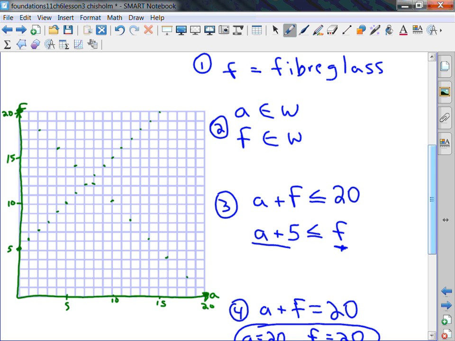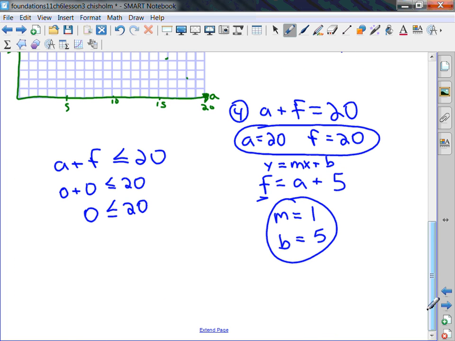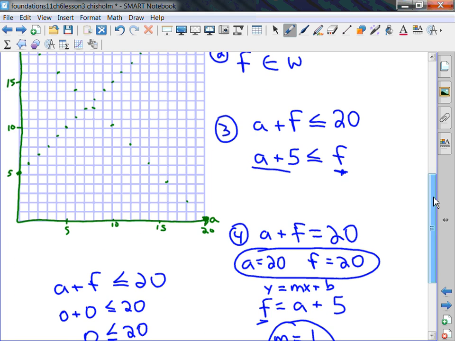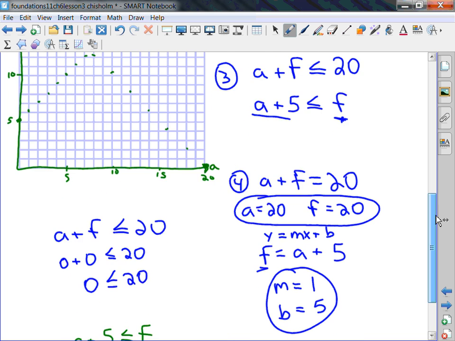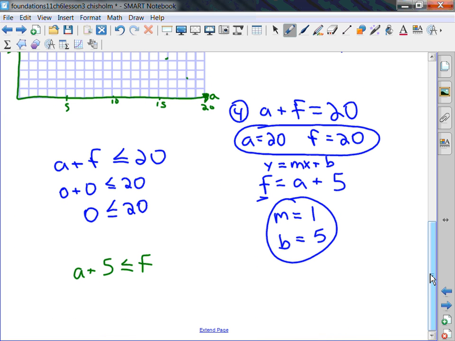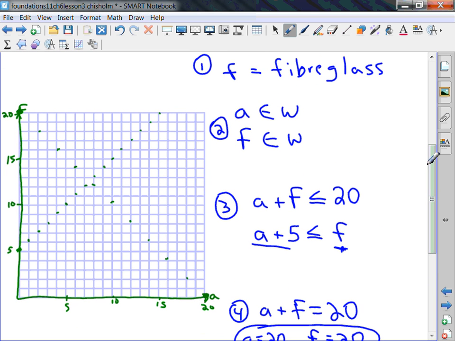Now we have to figure out where we're going to shade in relation to that boundary. We'll do the same thing as we did earlier. We had the inequality a plus 5 is less than or equal to f. And again, we'll test the origin, 0, 0. So 0 plus 5 should be less than or equal to 0. That gives us 5 is less than or equal to 0. That's not a true statement. So the area that we're going to shade in relation to the second boundary is going to be above, because 0, 0 wasn't in the solution set. So for the first boundary, we had to shade below. For the second, we had to shade above.